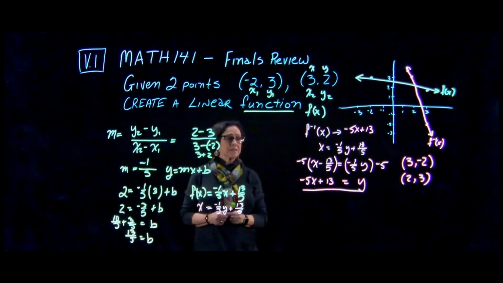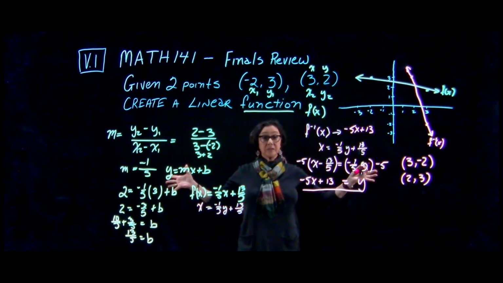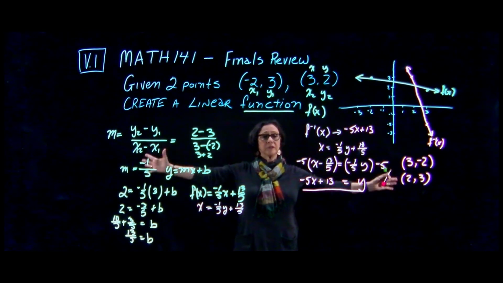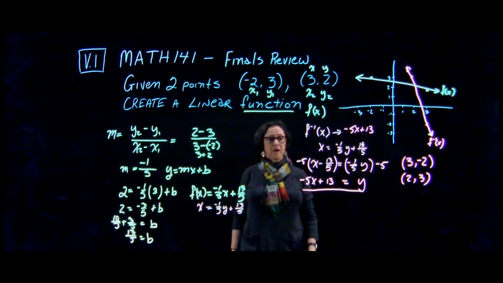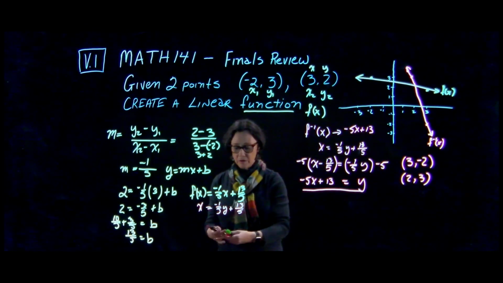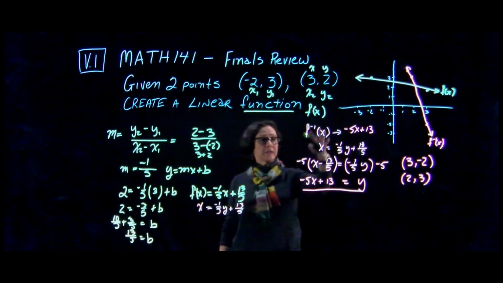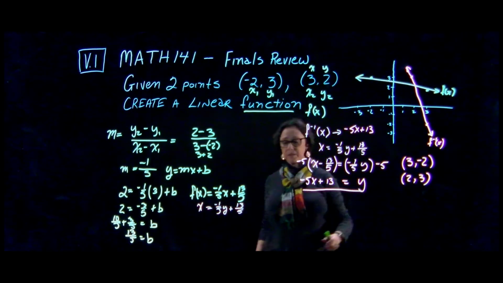The domains and ranges are positive and negative infinity. That doesn't change. They're both straight lines. They go to infinity in both directions. But these are the steps for finding an equation given 2 points, and then going through the process of finding the inverse function.